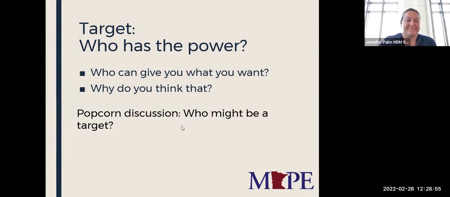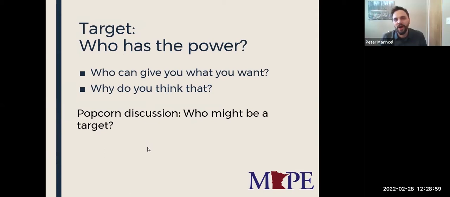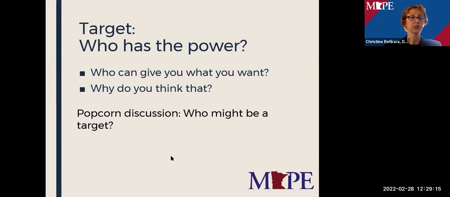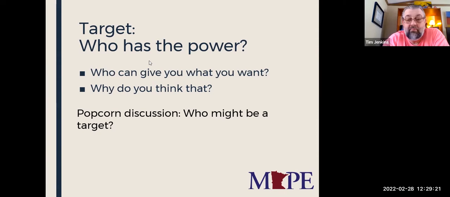Walls might be a target. Yep. He was one of the targets we picked for bargaining last year, right? It was sort of our ultimate target at the end of bargaining. Who else might be a target? Agency leadership. Right. Yep. Anyone else?